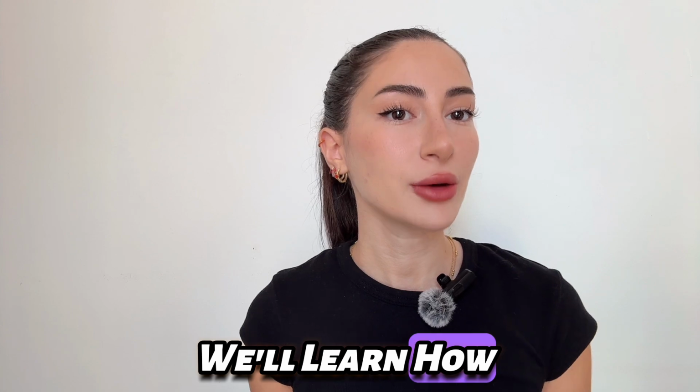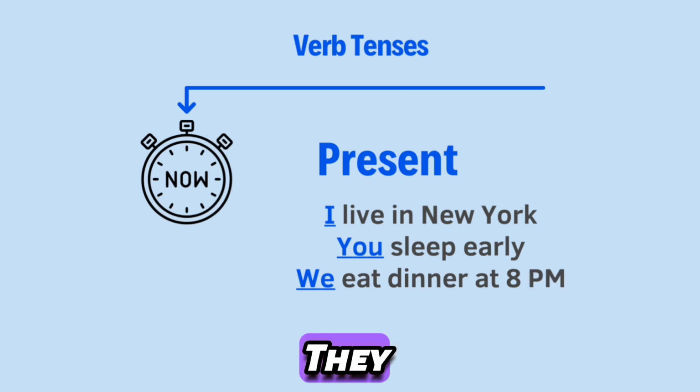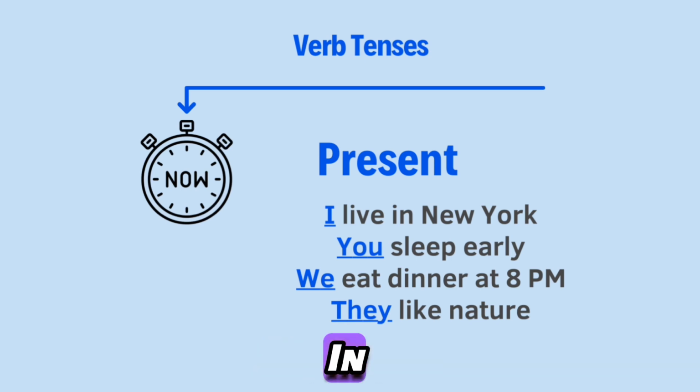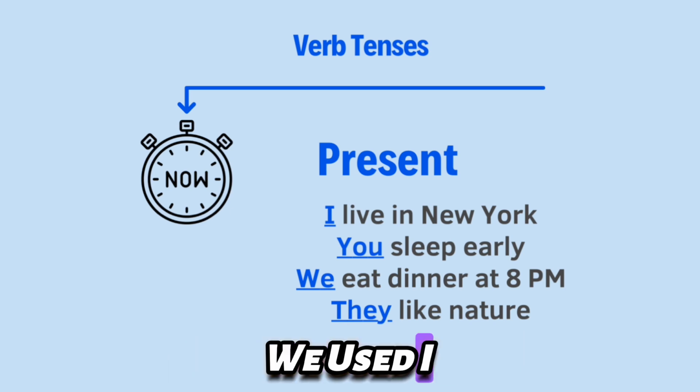Here we'll learn how to form the present tense. So for subjects like I, you, we, they, we use the base form of the verb. For example, I live in New York. Live in this example did not change because we used I.